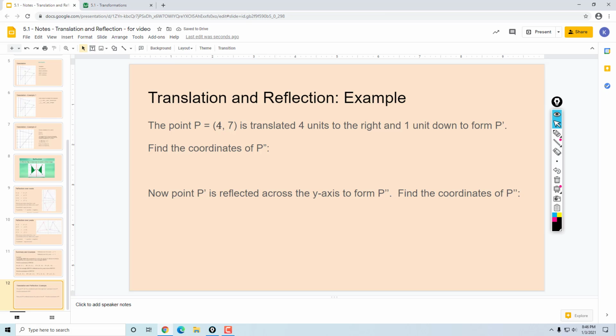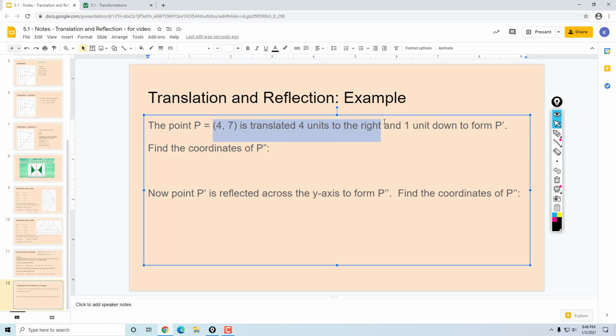Finally, the point P, 4, 7, is translated 4 units to the right and 1 unit down. Okay, so that means x increases by 4 and y decreases by 1. So we have 8, 6. Next, point P prime is reflected across the y-axis to form P prime prime. When we reflect across the y-axis, the x becomes negative. 8 becomes -8, and the y stays the same. Okay? That's it for this video.